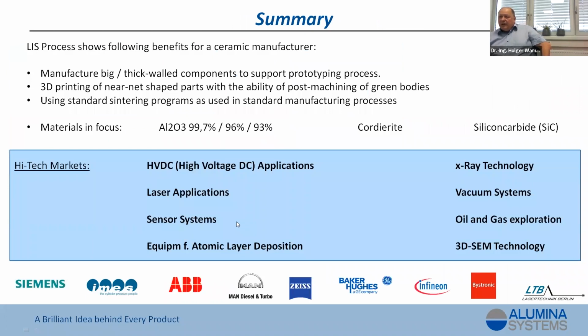Coming to my summary, with the LIS technology, we are able to make big and very thick-walled components, and we are able to do the machining and the post-machining with standard machines on the green bodies. By the way, we are very fast at printing, and we can use standard sintering programs and all the machines you use in the standard manufacturing process.